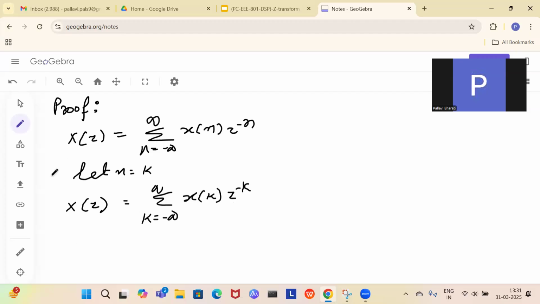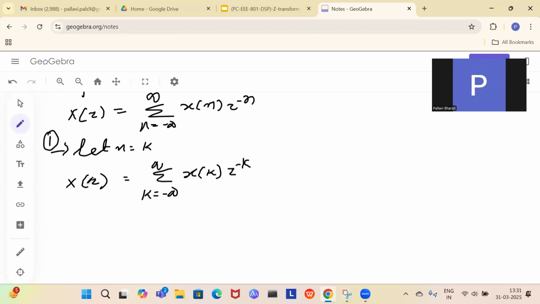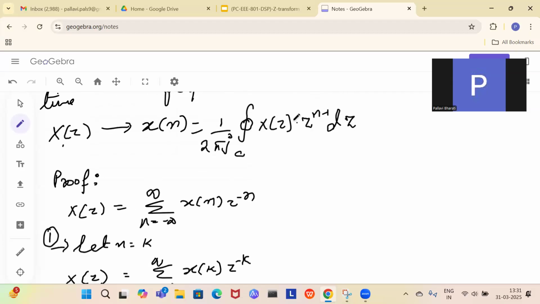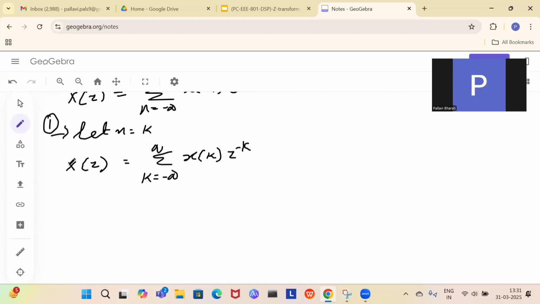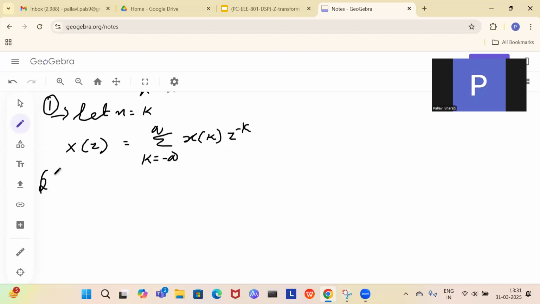Now the second step, this was my first step. Now the second step over here is that I will be multiplying with z to the power n minus 1. As you can see over here, z to the power n minus 1 is there. So second thing that I will be doing is multiply with z to the power n minus 1.